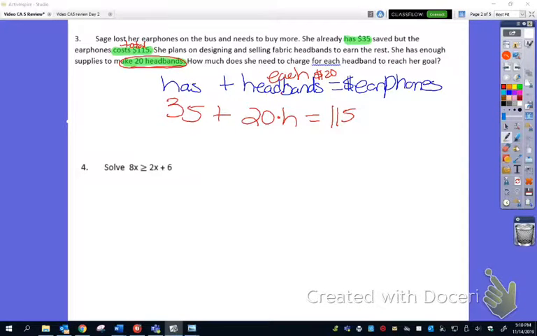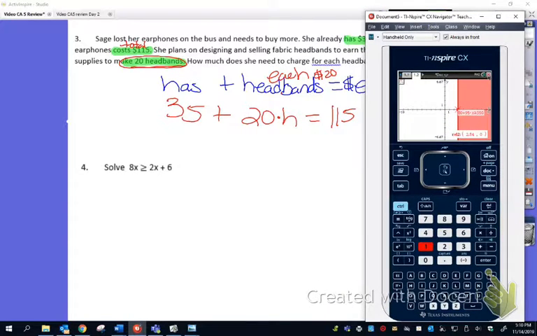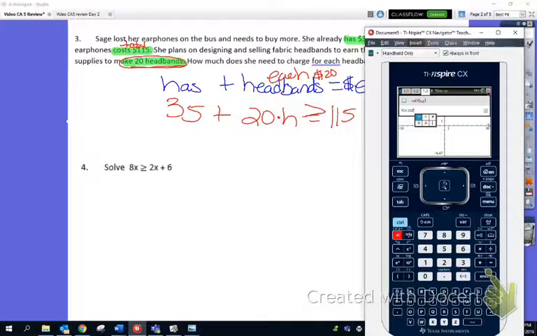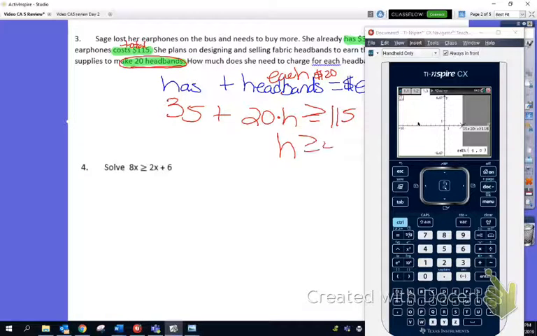Now you can put that in your calculator. Alright, so control doc, and then go to 2, and then delete 6. We got 35 plus 20, and then use X, and then control equal. Now on this one, I'm not going to do just the equal. I want to have at least 115. So I want it to be greater than or equal to 115. So if she has more than 115, that's great. But she needs at least 115. So now do menu 5-1, and that's 4. So she needs to make 4 headbands or more.